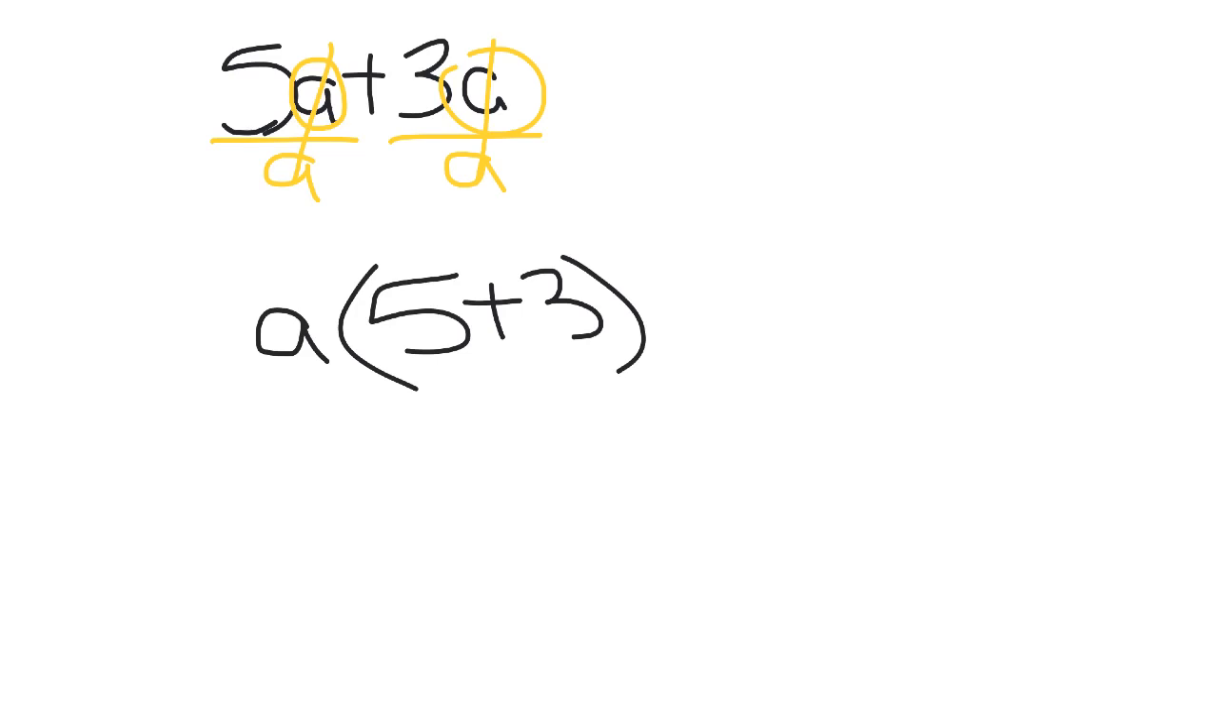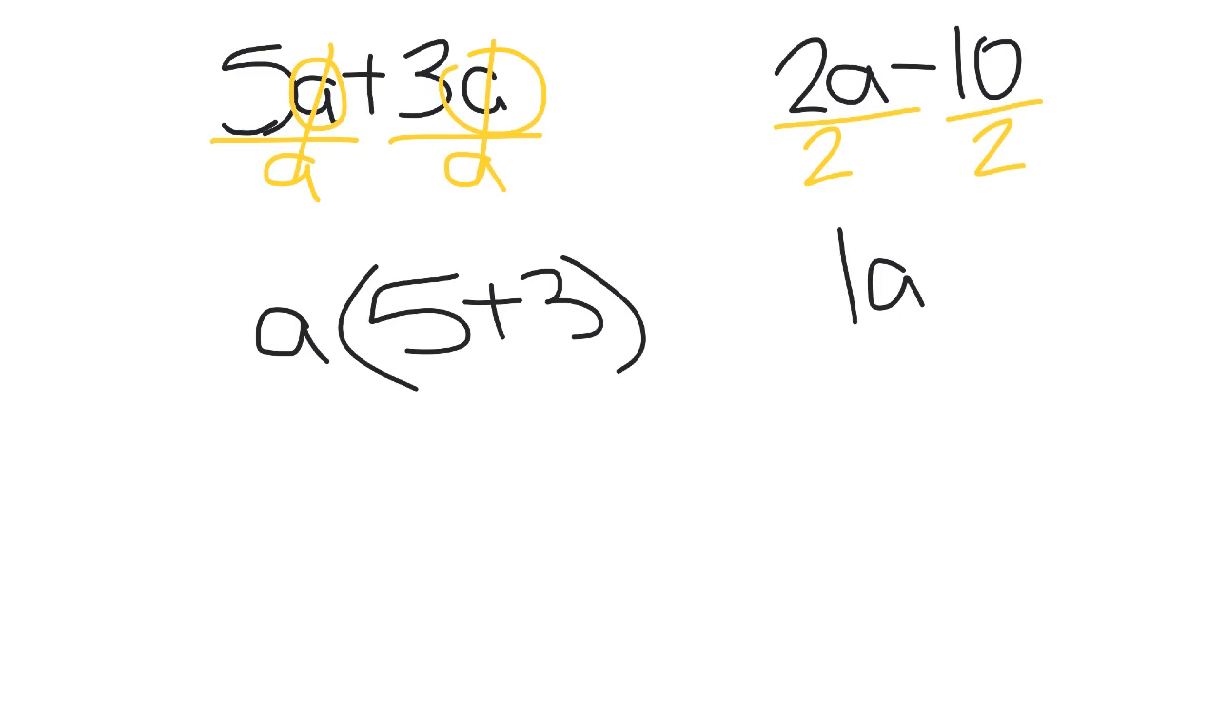So another example over here might be if we had 2a minus 10. They don't have a common variable, but I see that they're both even numbers. So if they're both even numbers, I know I can divide them both by 2. So I'm going to divide by 2, divide by 2. Now when I rewrite this, 2a divided by 2, that's 2 divided by 2 is 1. So it would be 1a, or you could just write it as a. So that one's going to be a.